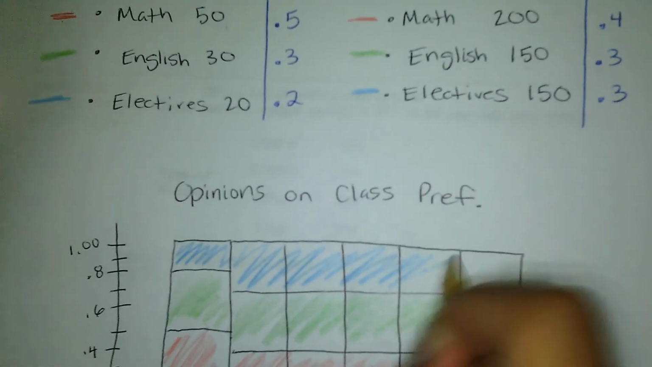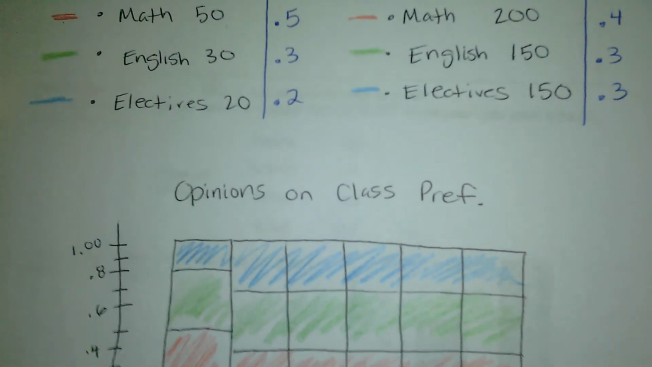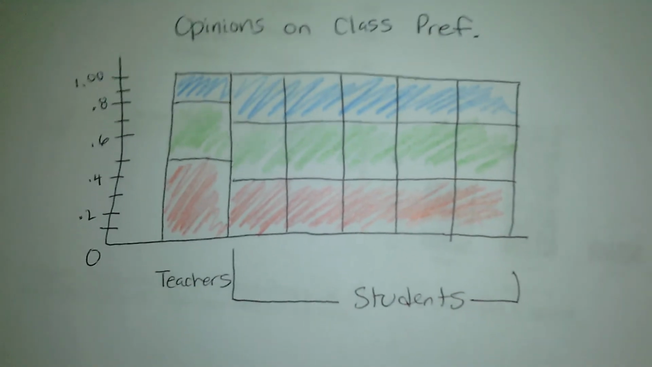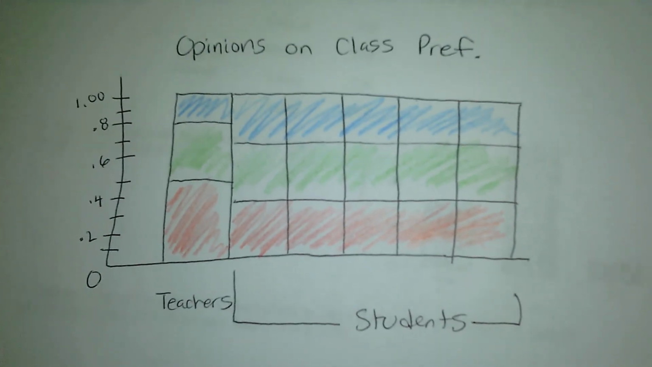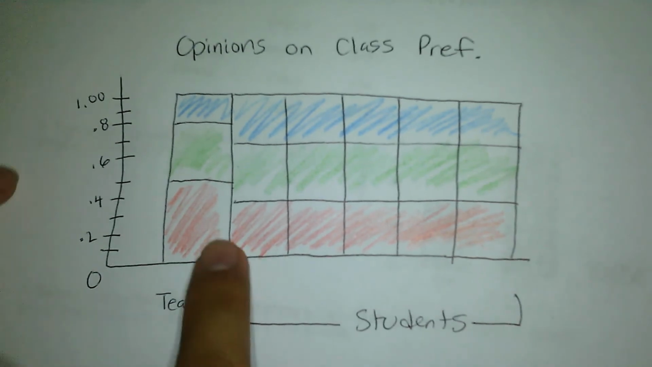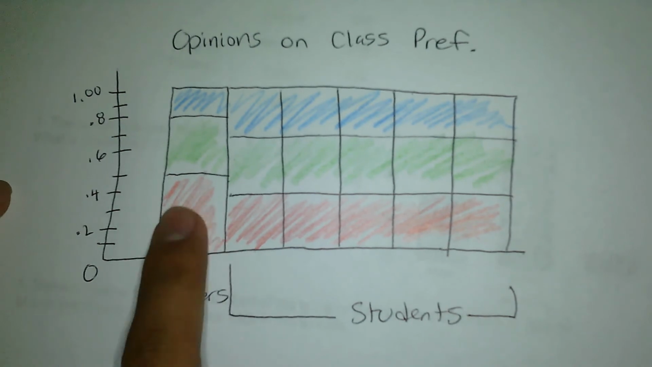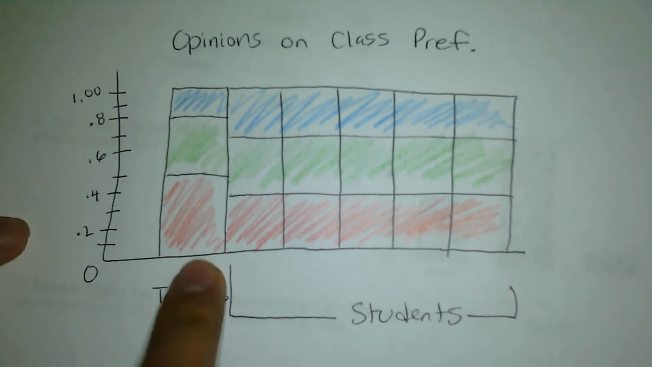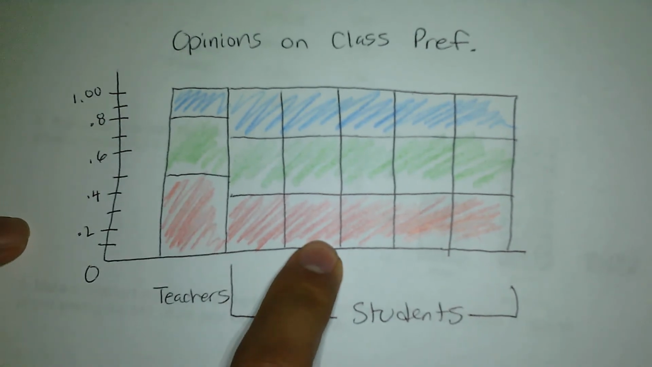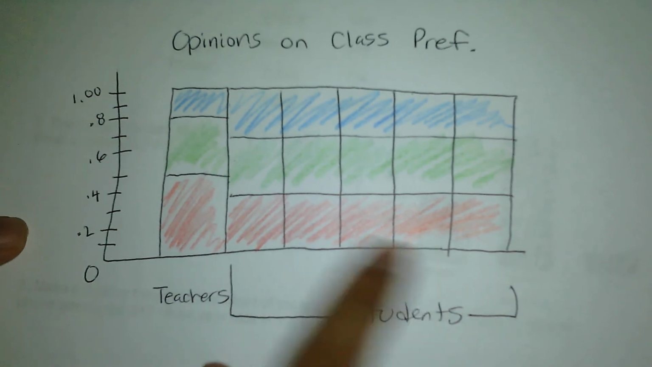I know, such beautiful pictures, right? I totally should have been an art teacher. But the mosaic plot, again, is just still showing us the categorical data. The only difference is that the width of the bars are proportional to the sample sizes. So I can compare, right? I can see that a higher percentage of teachers preferred math than students. However, more students were sampled.